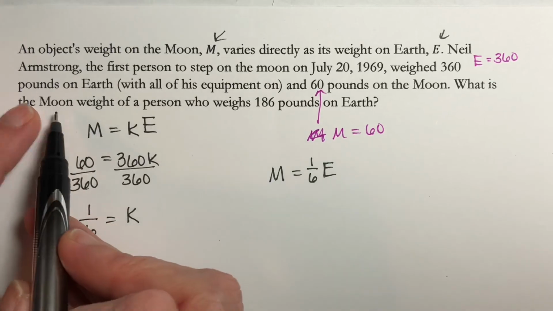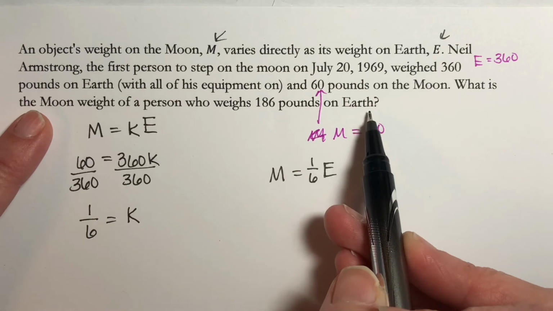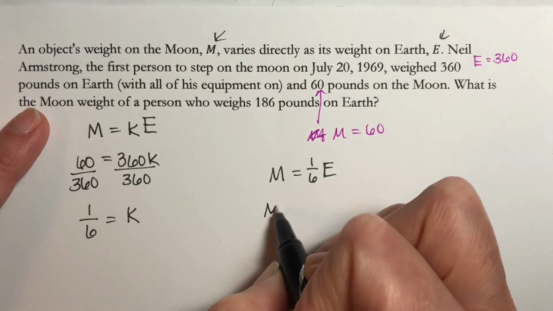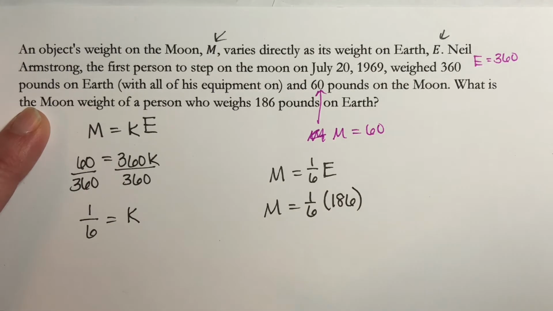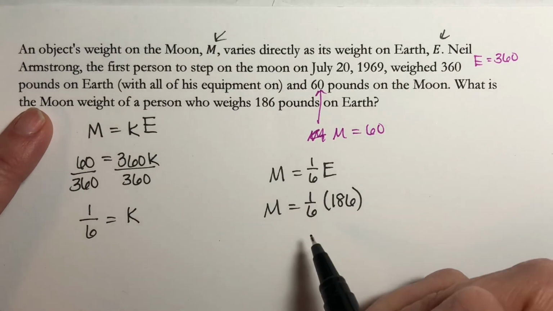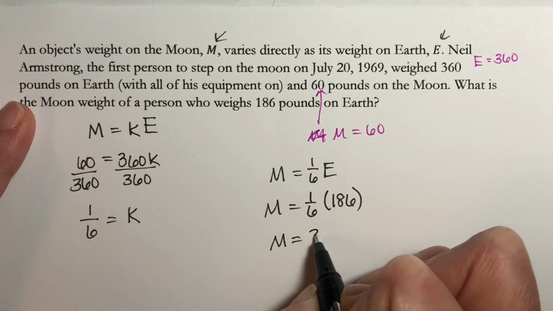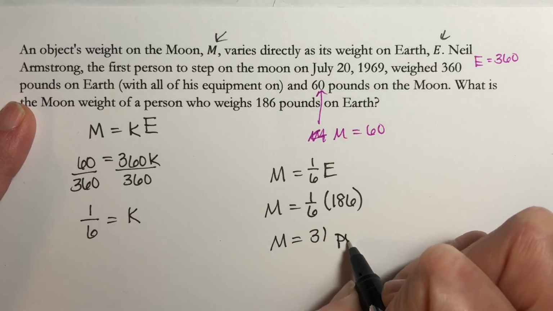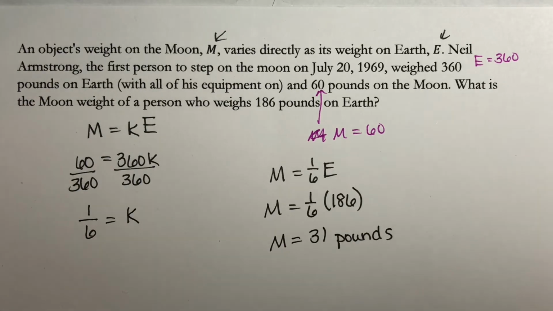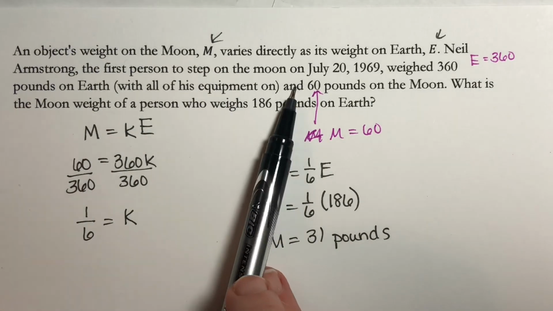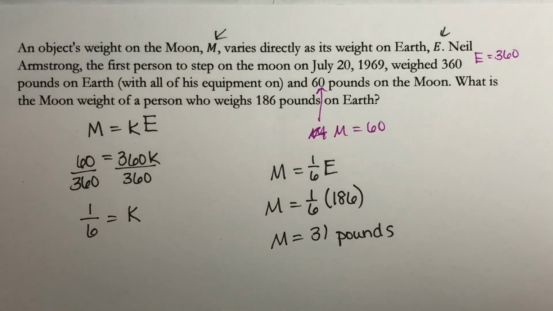What is the moon weight? So we're looking for M of a person who weighs 186 pounds on Earth. So this is our new E value. Okay, and then 1/6 of 186, that M value is 31 pounds. So if this relationship is true, then a person who weighs 186 pounds would only weigh 31 pounds on the moon.